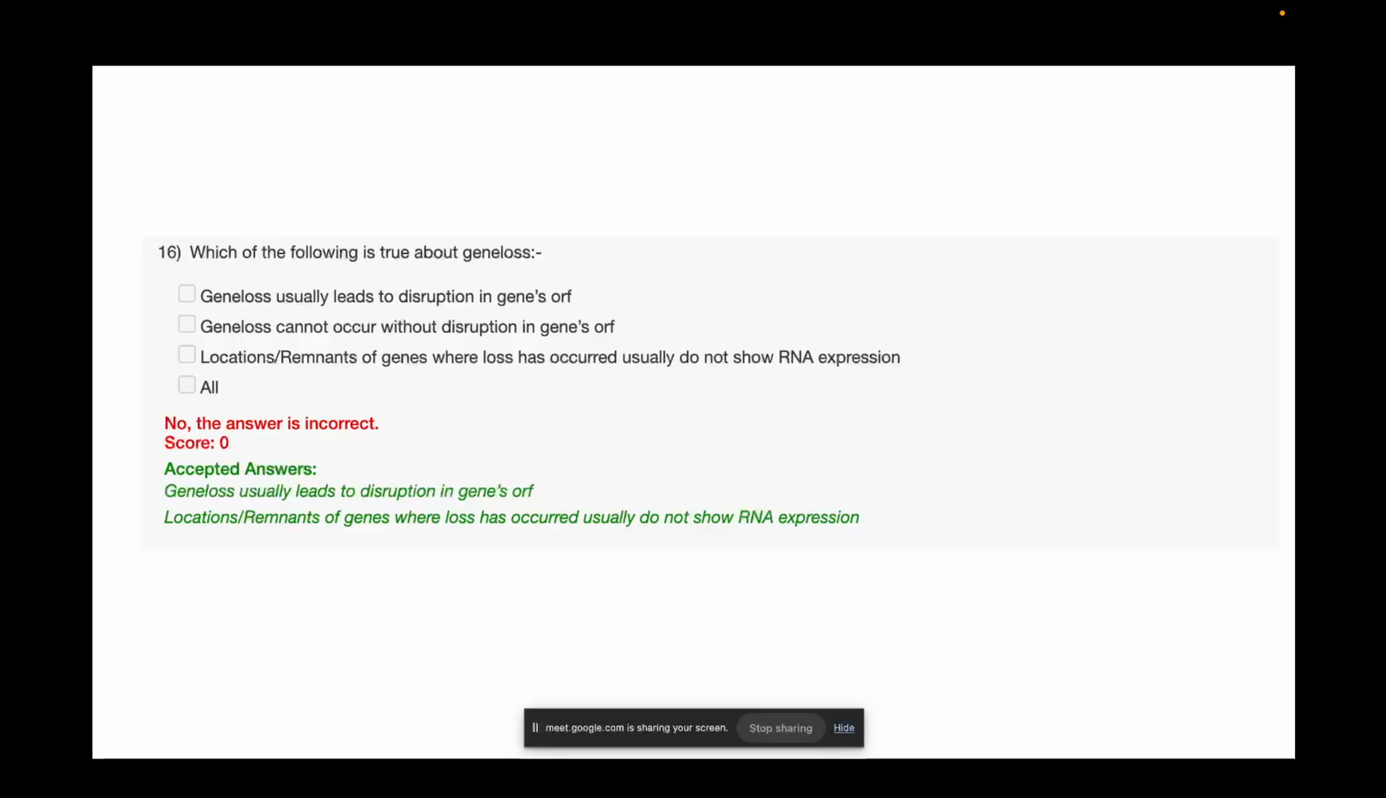And locations, remnants of the genes where loss has occurred usually do not show RNA expression. If you have a loss of function variation in the particular gene, generally when that RNA is formed, even if it is formed, in some cases it won't be formed. Even if it is formed, it will be destroyed because it won't be able to produce a functional protein. In some cases, it can produce, but in most cases, it won't. So it won't show any RNA expression. So option 1 and 3 are correct.